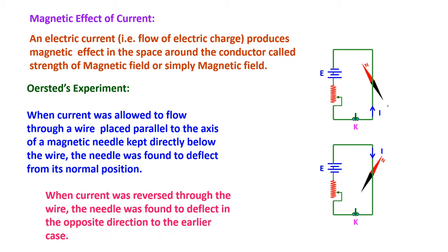When the current is flowing in the upward direction, the north pole of the needle points towards this side. And when the current direction is reversed, the direction of deflection of the north pole of the needle is also reversed. And this direction of deflection can be found by a rule called Ampere's swimming rule.